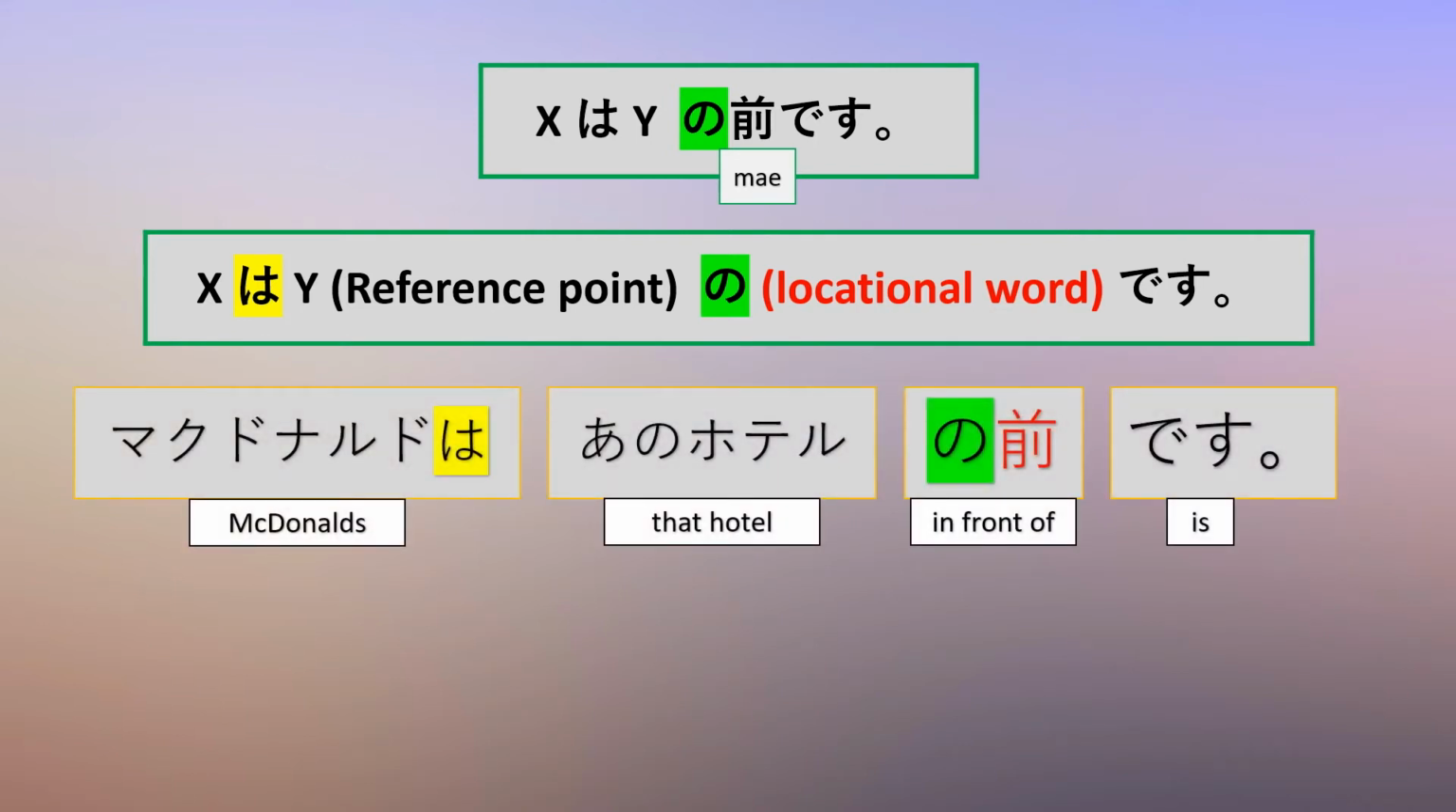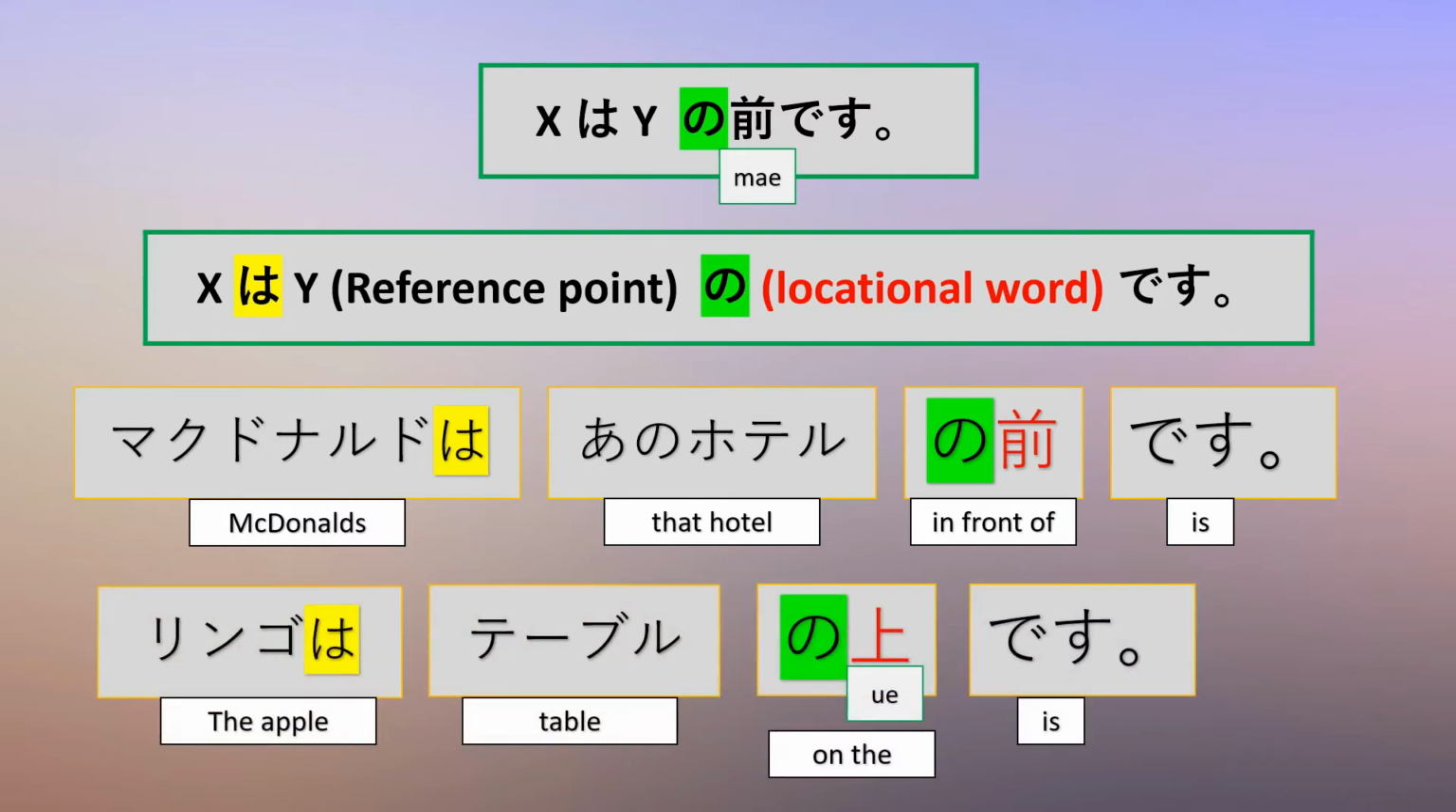For example, Makudonarudo wa ano hoteru, that hotel, no mae, in front of, desu. So McDonald's is in front of that hotel. So as you can see, in English, the location word is written first before the reference point, but in Japanese, it is the reference point first, then the no, then the location word. Okay? So you can copy the equation here.